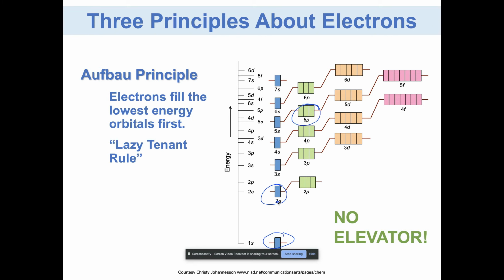If the 2S isn't available, then I could move to the 2P. It's a little higher up, so I'd have to exert a little more energy, but you get the idea. We fill into the lowest energy possible first.